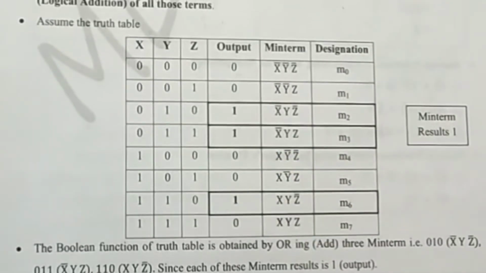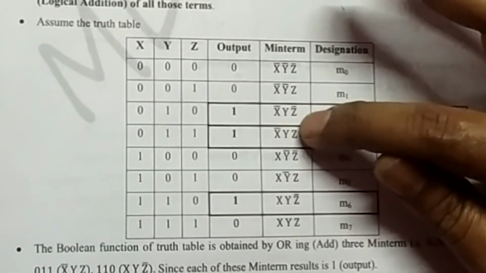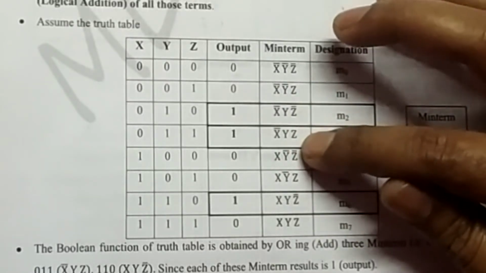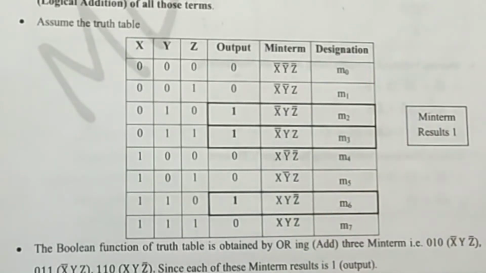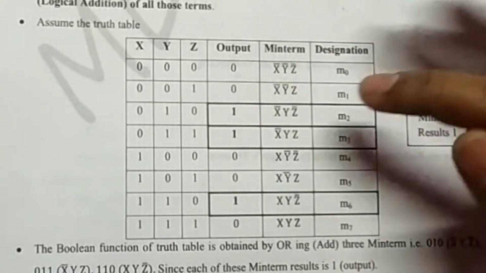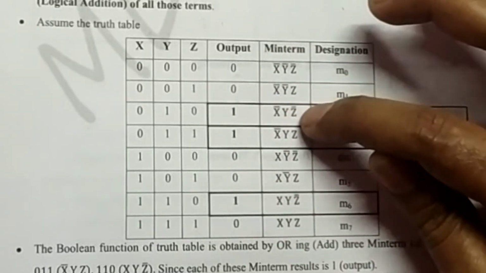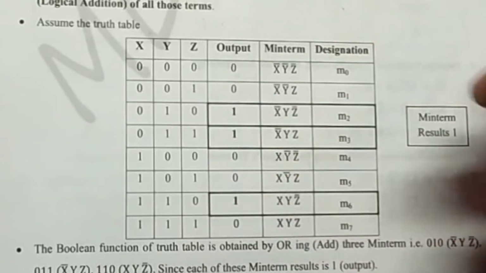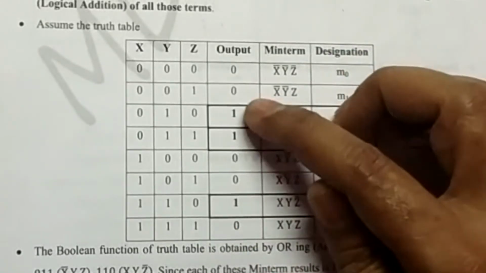So if the expression given is maybe X bar Y Z bar plus X bar Y Z plus X Y Z bar as the Boolean expression, then all those min terms we will take as 1. Since the expression contains X bar Y Z bar, X bar Y Z, X Y Z bar, and then X Y Z. So 1, 1, 1.